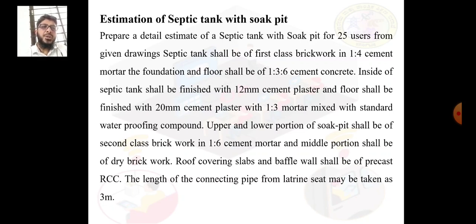Upper and lower portion of soak pit shall be of second class brickwork in 1:6 cement mortar, and middle portion shall be of dry brickwork. Roof covering slabs and baffle wall shall be of precast RCC. The length of the connecting pipe from latrine seat may be taken as 3 meter. Now we will see the drawing.